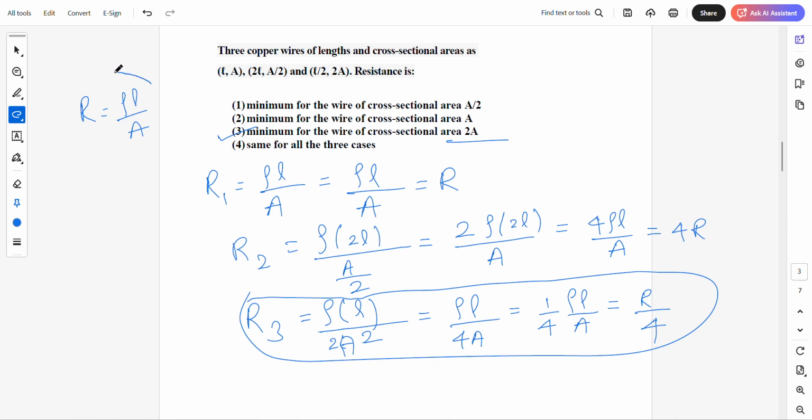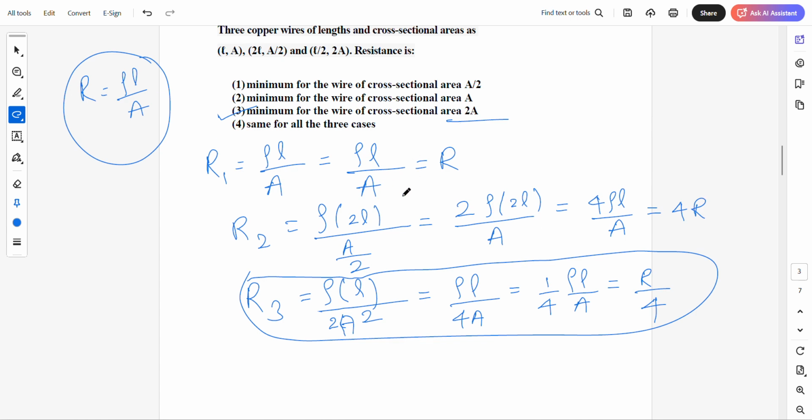Like this, we know that R is equal to rho L by A. From here, R1 is equal to rho L by A. Call that R1 as R. R2 we are getting 4R, R3 is R by 4. Now resistance is minimum for the wire of cross-sectional area 2A. Next problem.